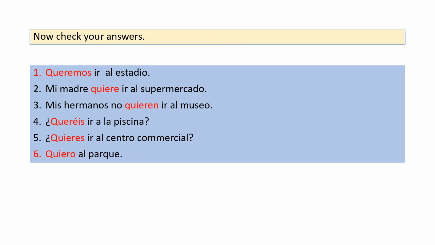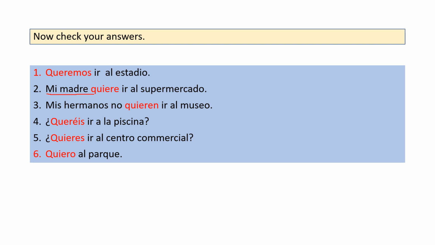So here are your answers. Number 2, you should have written quiere. Mi madre quiere ir al supermercado. Remember, you wanted the third person singular form here because it was your mum you were talking about. So my mum wants to go to the supermarket.